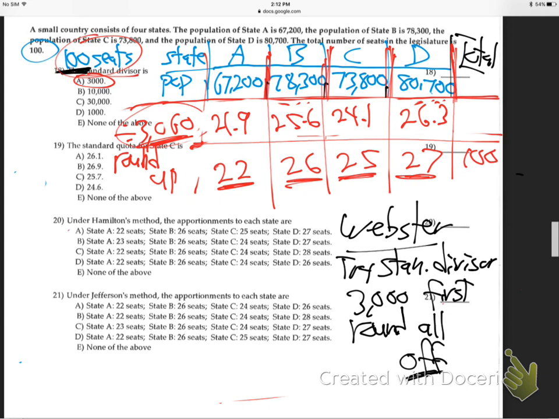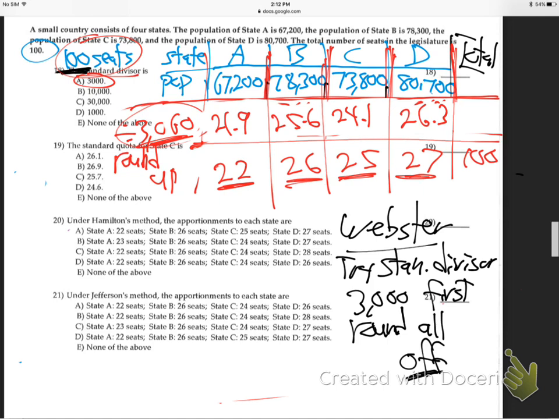Instead of rounding everybody up or everybody down, Webster, which I totally agree with, said, hey, why don't we just round them off instead of all up or all down? Adams and Jefferson are nuts with all this round up, round down stuff. Just try rounding them all off.